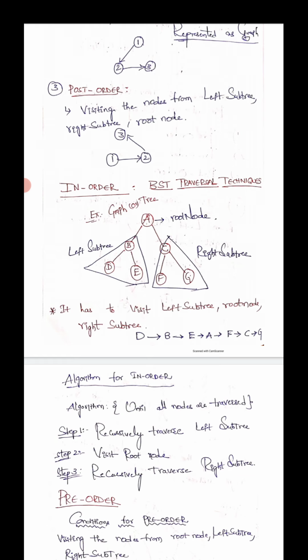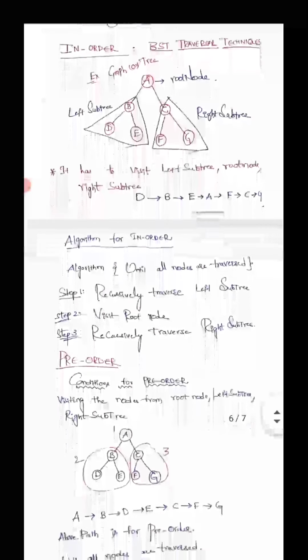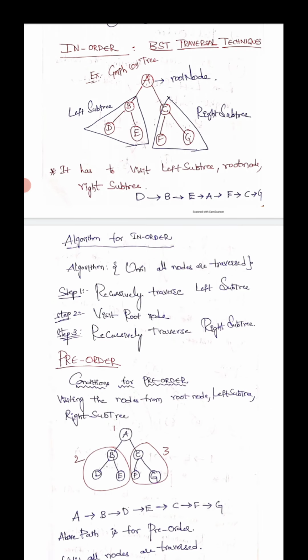And coming to the algorithm, it must follow a step by step manner. We want to solve a particular task here. What is the main algorithm for in order? Listen carefully, the algorithm is very important and essential for you to understand well. Algorithm: until all nodes are traversed. This line applies to in order, post order, and pre-order. Until all nodes are traversed means all nodes must be traversed.